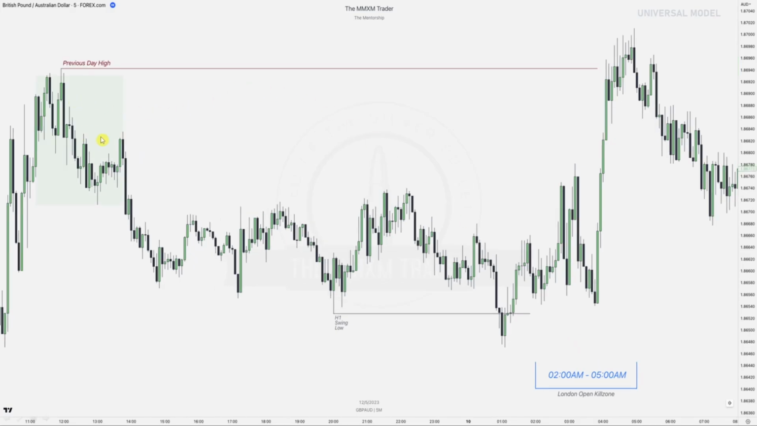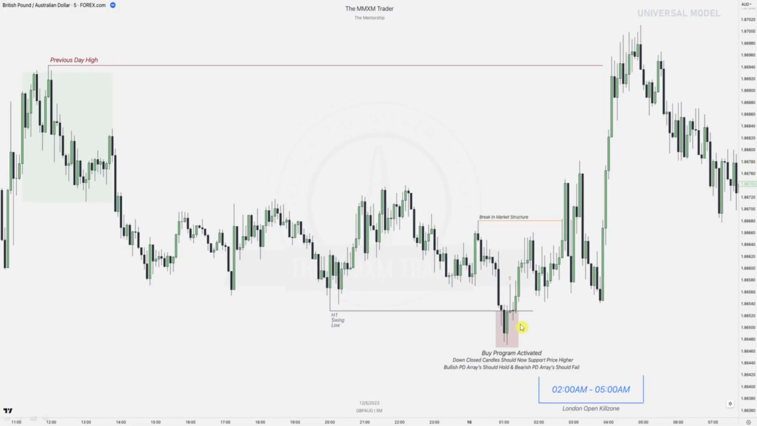What is our draw on liquidity? We are waiting for this 5-minute market maker buy model to go into the buy side of the curve, right? So original consolidation has been established to the left side of this curve, then the sell side of the curve until we take out this swing low, right? This 1-hour liquidity purge on the sell side. Then waiting for a break of structure as always, and our buy program has been activated. Now, when a buy program is activated, all down close candles should now support price higher, right? And all bullish PD arrays should hold and all bearish PD arrays should fail.